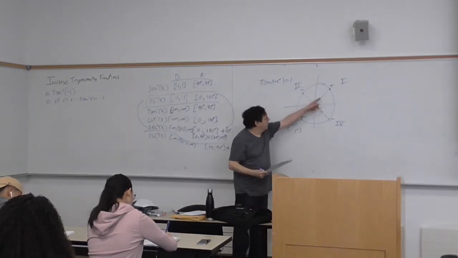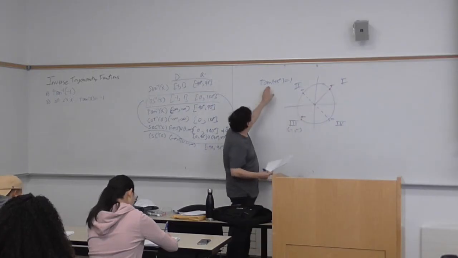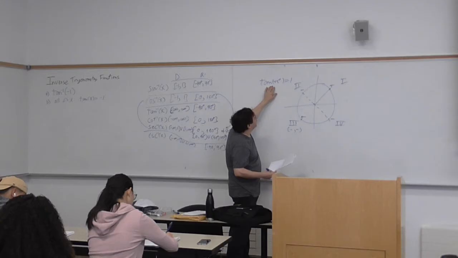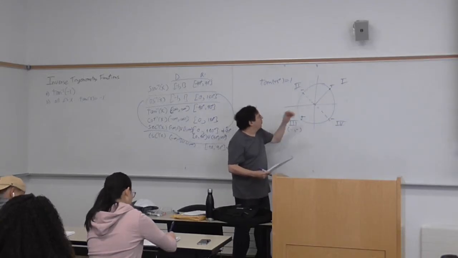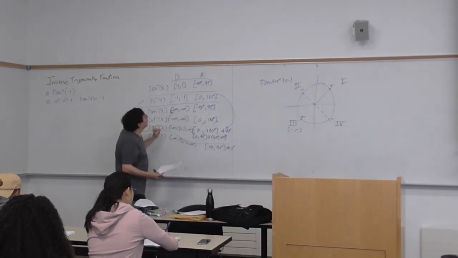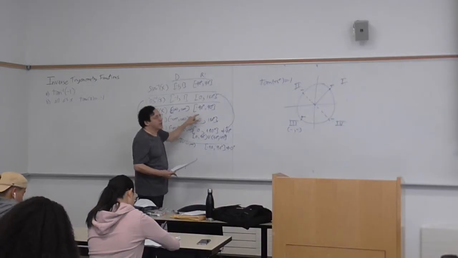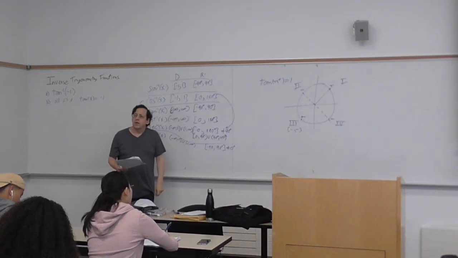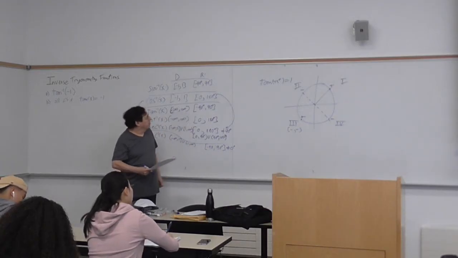Okay, so this is 45 degrees, so we can see the tangent here is 1. What angle in the range of the tangent is -1? In the range of the inverse tangent is -1.